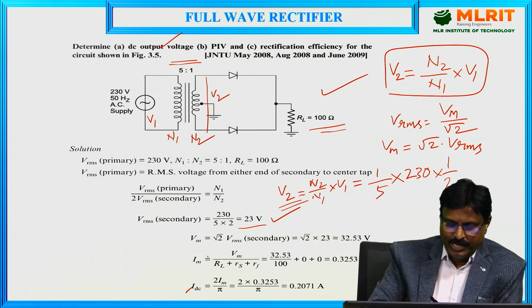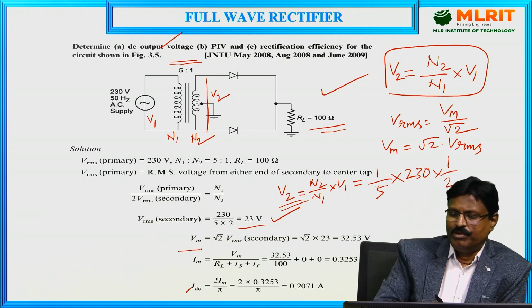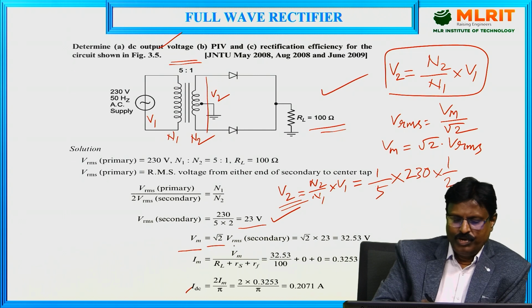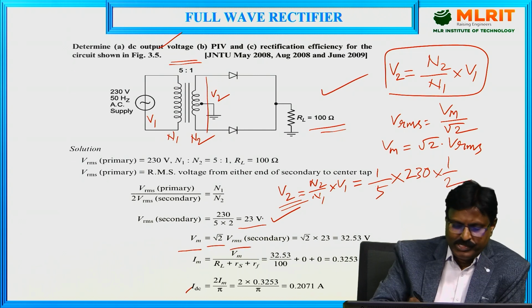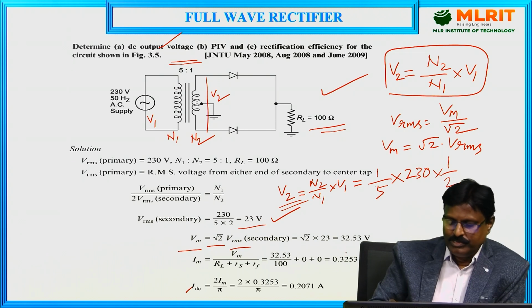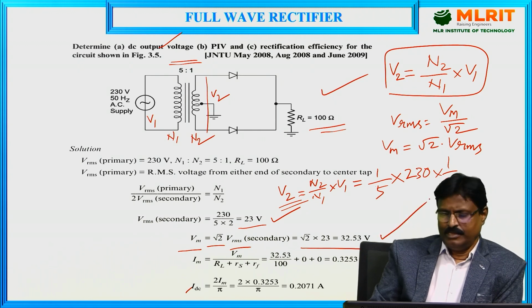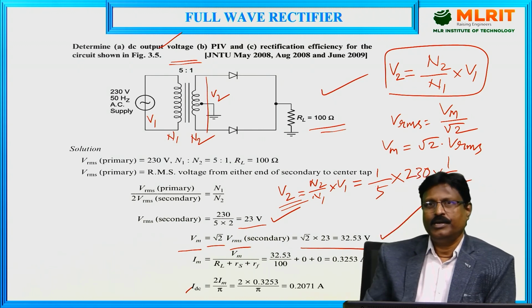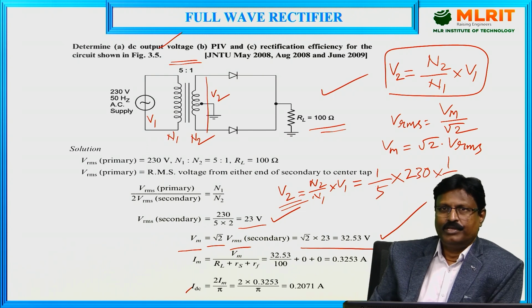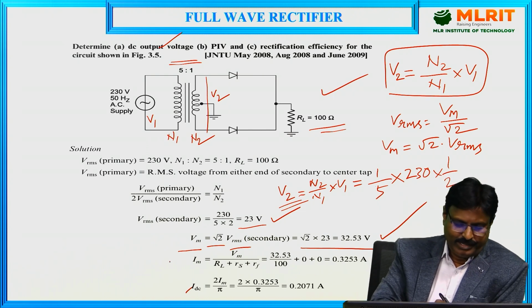So same thing here. Vm is equal to root 2 into VRMS. VRMS already we got as 23 volts. So you will be getting Vm as 32.53 volts.